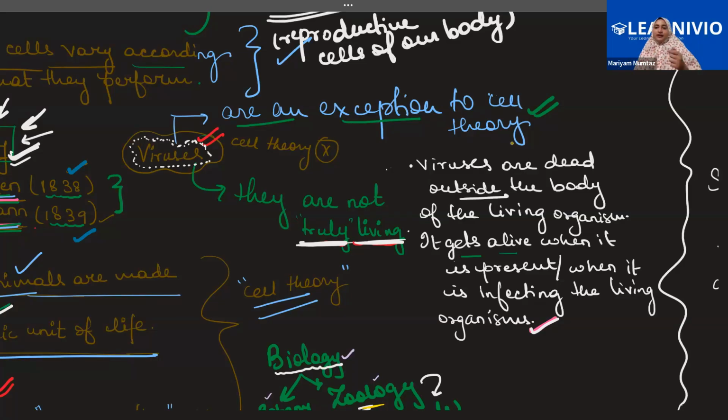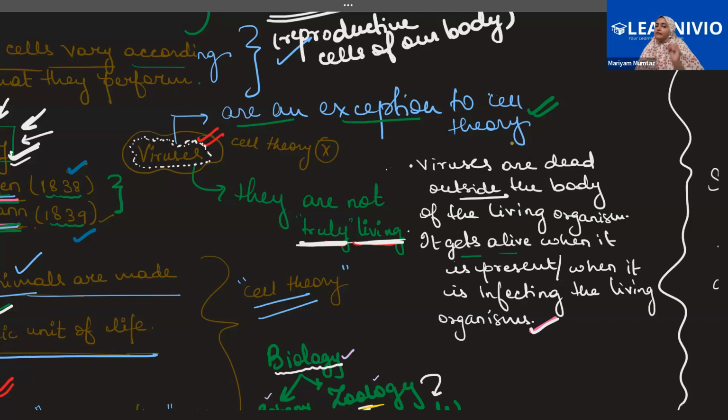Whenever you hear the word virus, what do you think? COVID. COVID, meaning some sort of disease they cause, isn't it? Apart from COVID, they also cause the common cold that we have, influenza, chickenpox, measles, all of these diseases. So they are the disease causing organisms. These viruses are an exception to the cell theory.